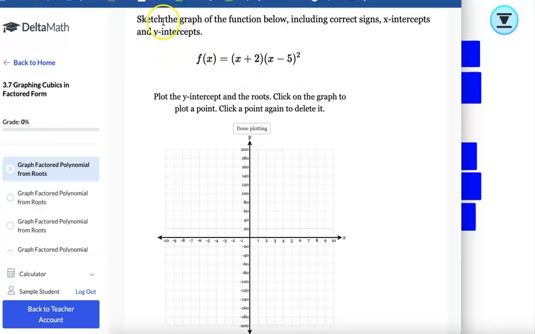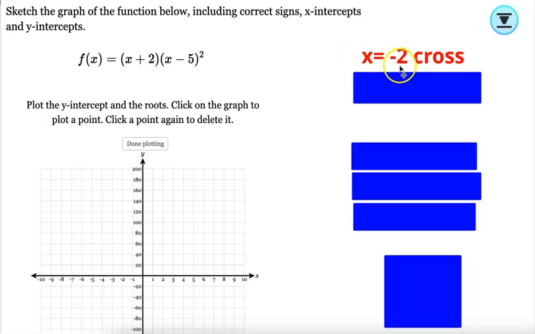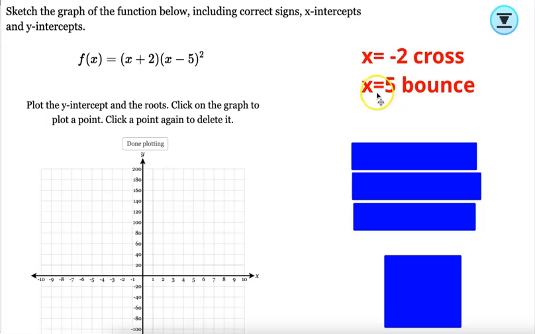Delta Math says sketch the graph of the function below, including the correct signs, correct intercepts, and correct y-intercept. So for this first problem, I need to figure out your roots. So x plus 2 would switch to x minus 2. There is no multiplicity, so it's going to cross through them. X minus 5 will switch to a positive 5, and we know it's going to bounce because of that squared.